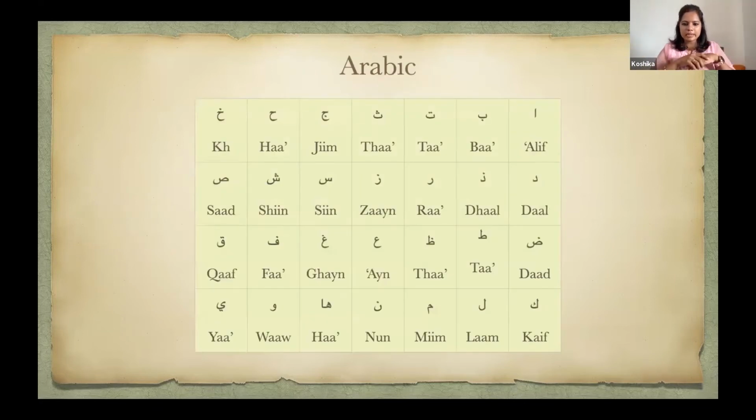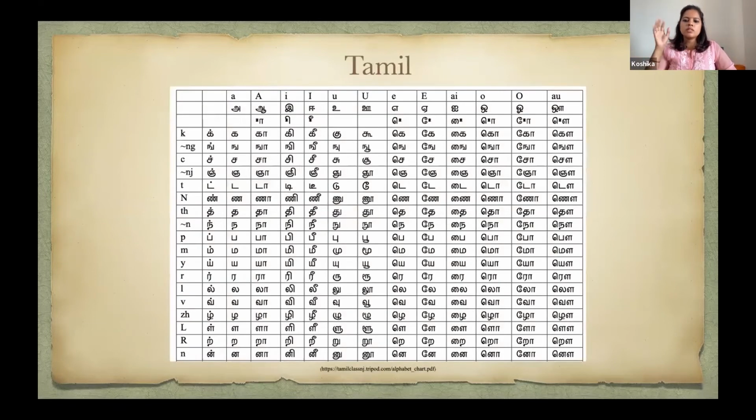So these are the Arabic letters: Alif, Ba, Ta. These are the 28 Arabic letters. And this is the 246 Tamil letters. If you add the Aytham, it's almost 247 letters. So if you see here, in Tamil we have 247 letters, and in Arabic we have 28 letters.